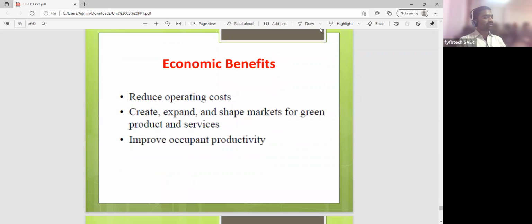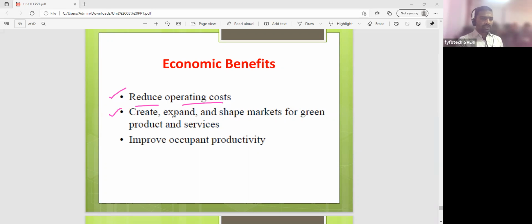Then the economic impact, the economic benefits. Reduce operating cost. Okay, if the operating cost reduces, the outflow of money will reduce, which means you are increasing the savings. As you are increasing the savings, the economy will increase. So it reduces operating cost.